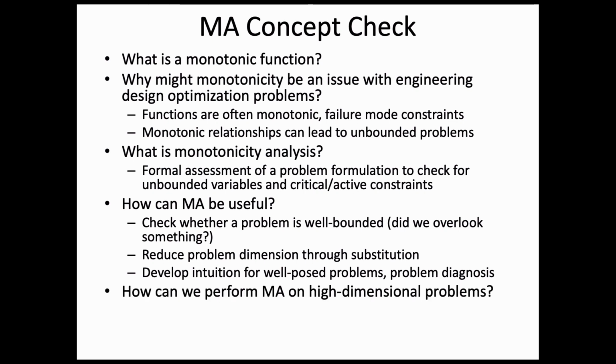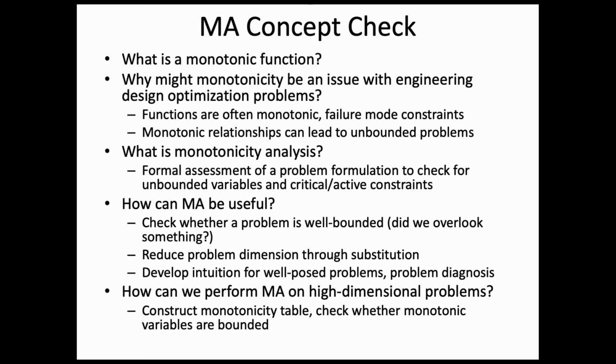How might we perform monotonicity analysis on high-dimension problems? We looked at several low-dimension problems where we visualized the effects of different monotonicity relationships. But what about problems where we have more than 3 optimization variables and we can't visualize the problem? This is where the tool of a monotonicity table comes in. It allows us to assess monotonicity for problems of arbitrary size and determine whether monotonic variables are bounded.